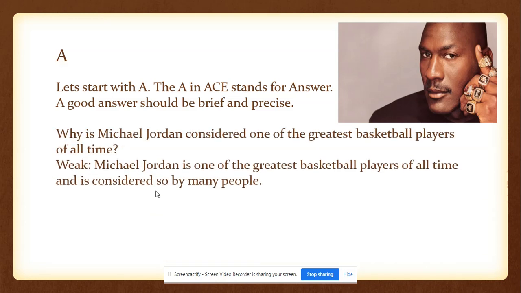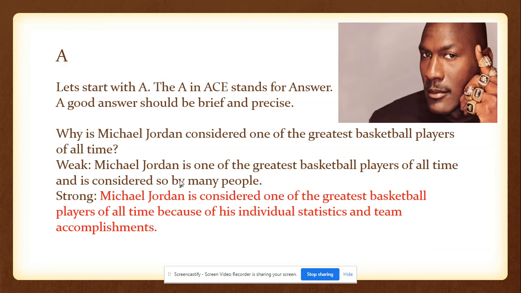So there's our question again. This is weak. Michael Jordan is one of the greatest basketball players of all time and is considered so by many people. Why is this one weak? Well, the problem is I can't prove this. Where's my evidence going to come in this? It sounds like an opinion. So I need to give something a little more concrete.